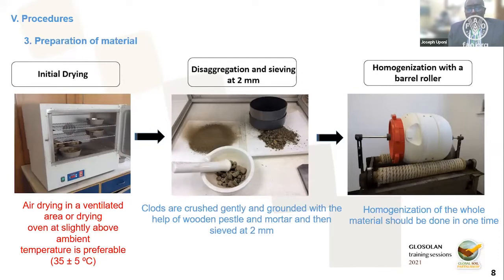To do that, you need to crush them on a clean surface. You can use a wooden pin roller or pestle and mortar to crush them gently. You are not really grinding this to fine particles. You just want to loosen them very well so that you're able to sieve. Remember that our analysis is done on fine fractions. We want to separate the soil, the active soil fractions, from the gravels and pebbles. So when you crush in your mortar, you then go through the process of sieving.